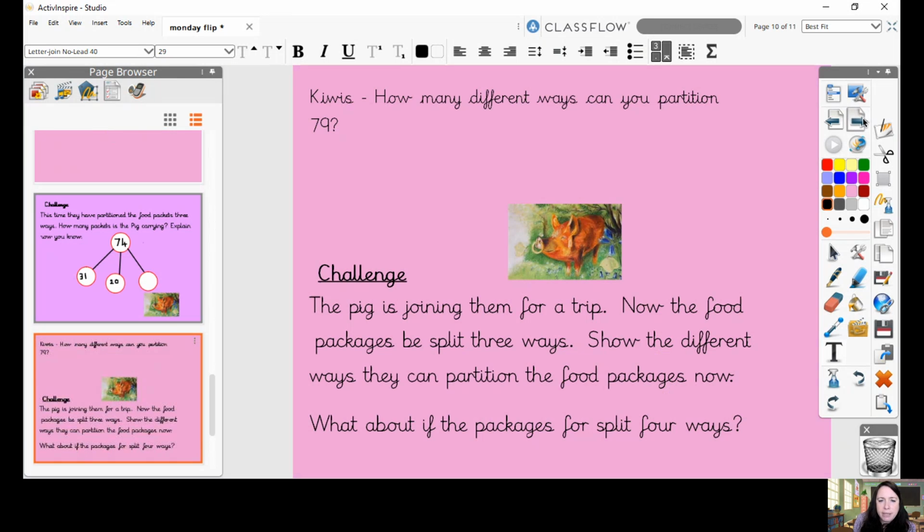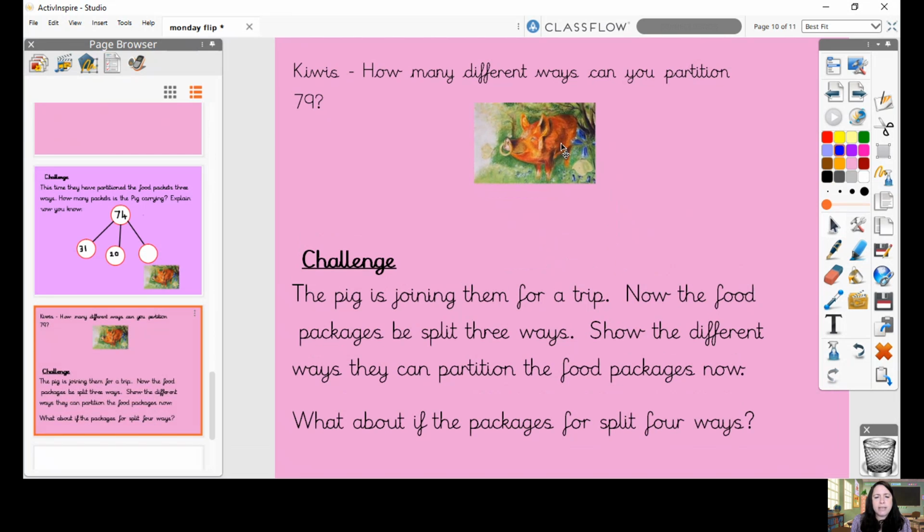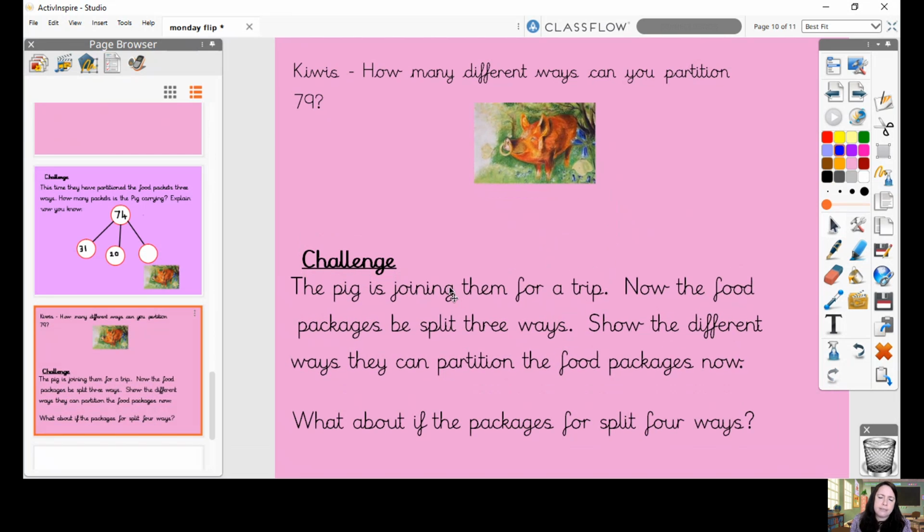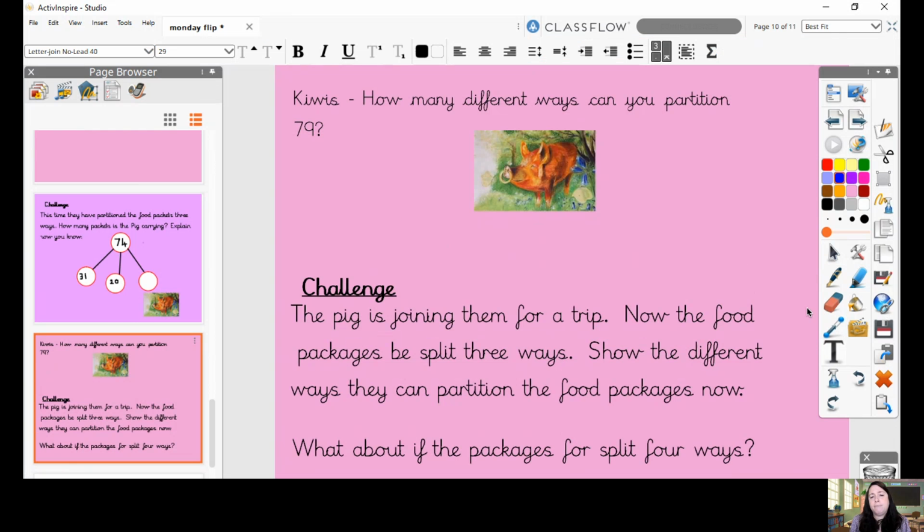If you are in Kiwis, I want you to partition 79 for me, please. Do that in as many ways as you can. When you think you have partitioned 79 in as many different ways as you can, I've then got a challenge for you. So this time the pig is joining them for a trip. And now the food packages need to be split 3 ways.